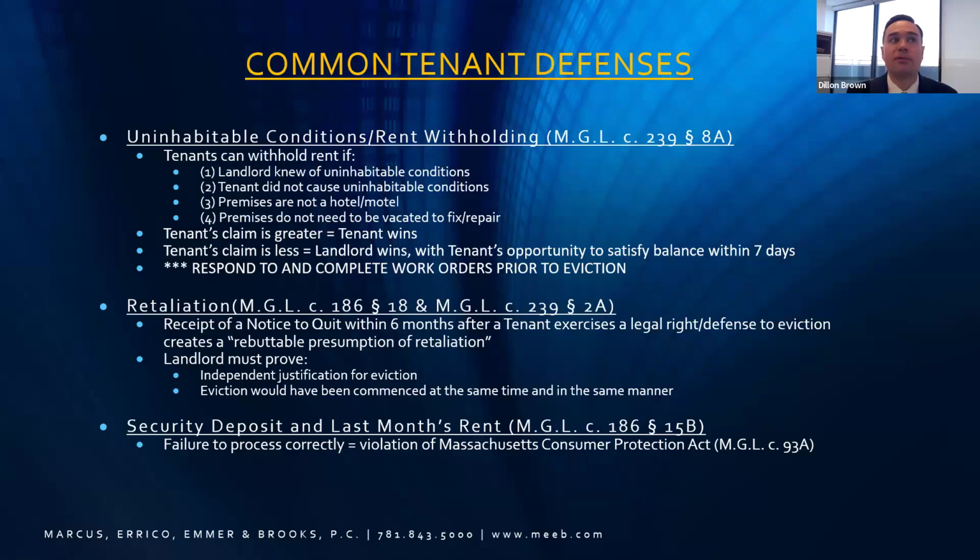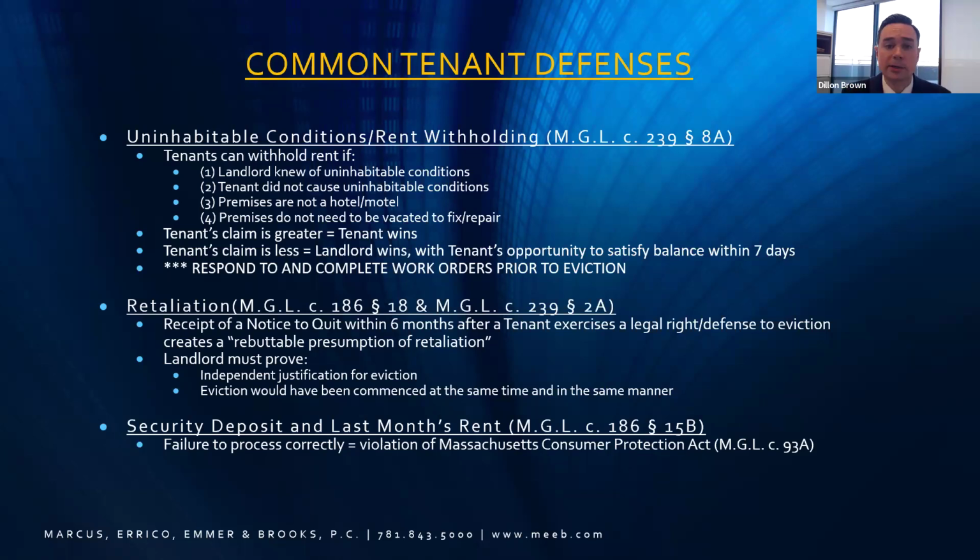And that's why before I'm filing a summary process action, what we're going to be doing is reaching out to the landlord or the property manager to make sure that there are no repairs that are outstanding, because again, it's a great defense that tenants can raise to oppose any sort of eviction.